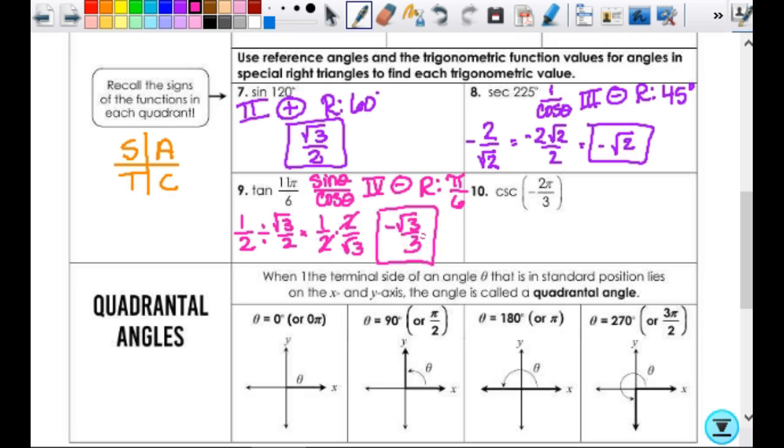Are we all good? Yes, ma'am. You sure? Because it divides, so that would make it negative anyway. Yes. Right. It's in the fourth quadrant. So yes. Because in the fourth quadrant, the only thing that's positive is cosine. Right?